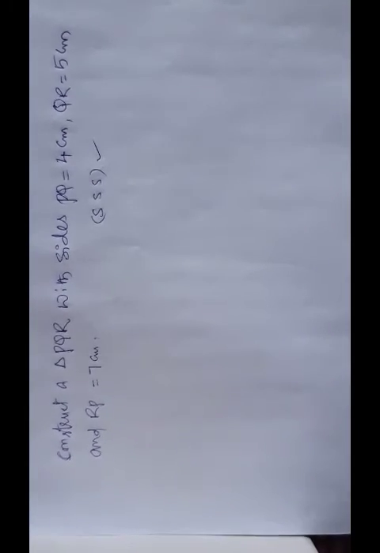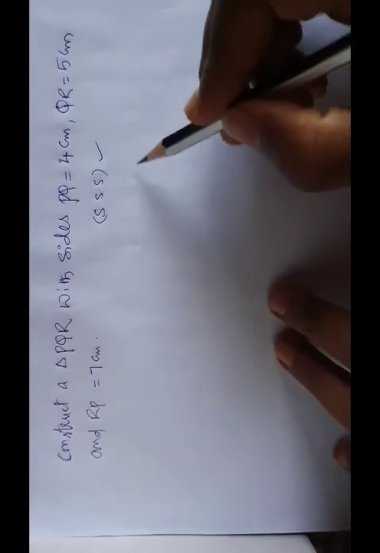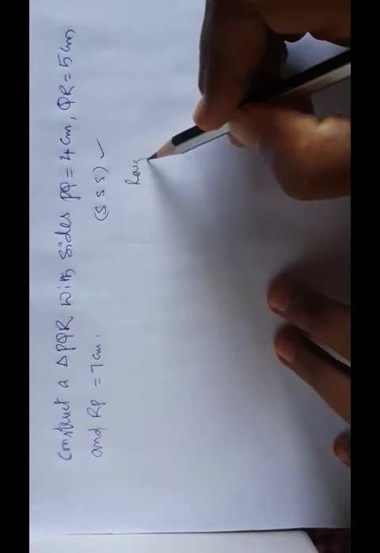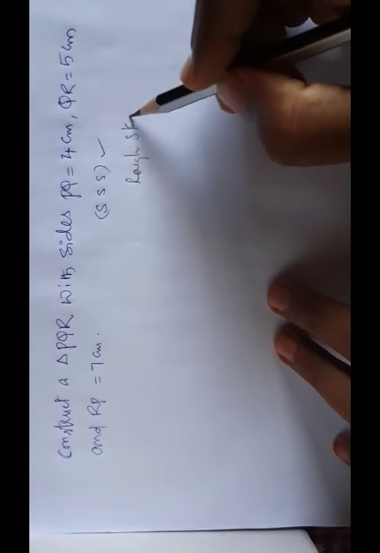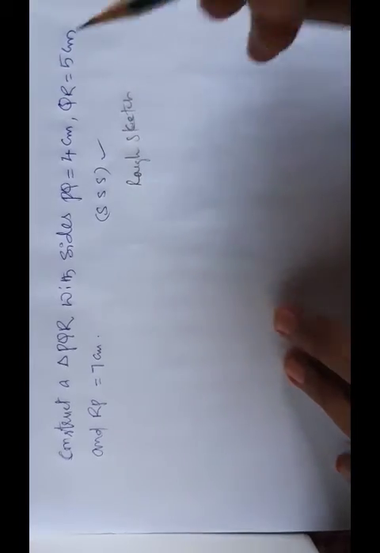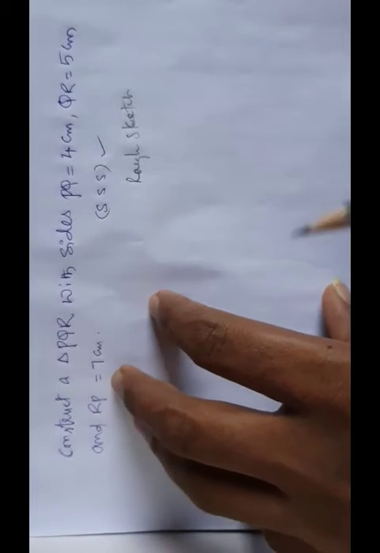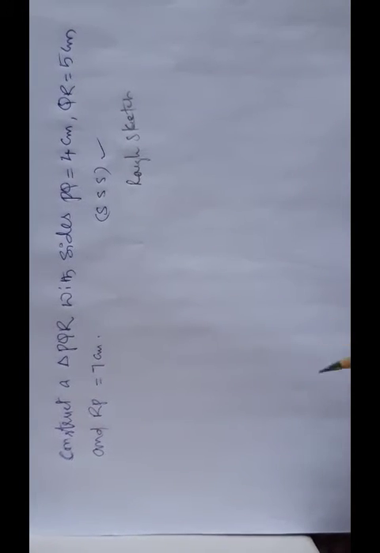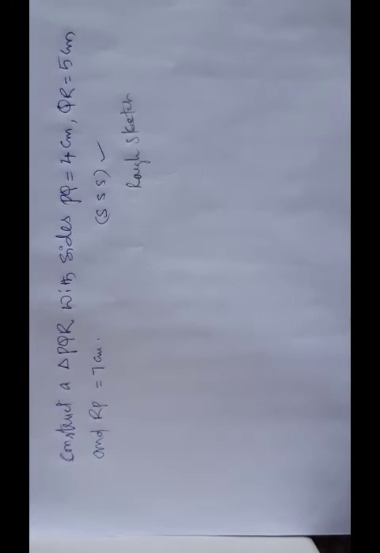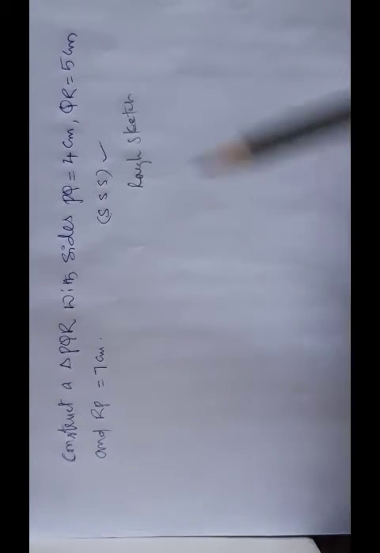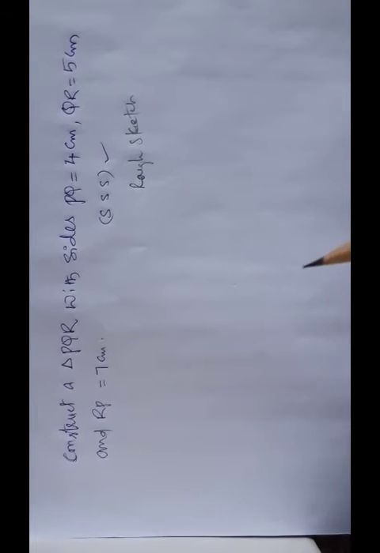In this construction, 3 important steps are there. The first one is a rough sketch. Rough sketch is very important. After drawing the rough sketch, we have to construct the main triangle. After that, we need to write the construction steps, how we have done that construction. So in this way, 3 parts are there: first rough sketch, then construction, then construction steps.